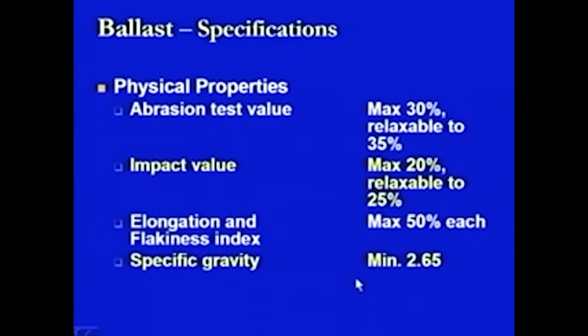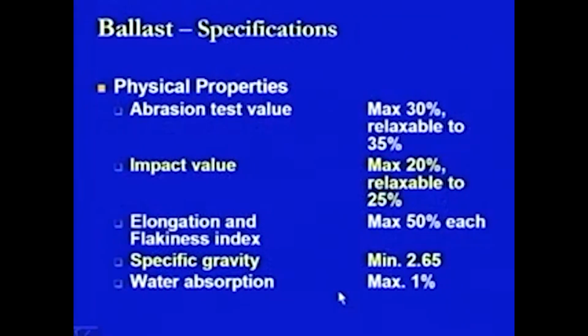A specific gravity at the minimum level can be 2.65. It is one of the indirect measures of strength. The more the specific gravity, the stronger the particle. Water absorption at the maximum is 1.1%, it should not be more than this.